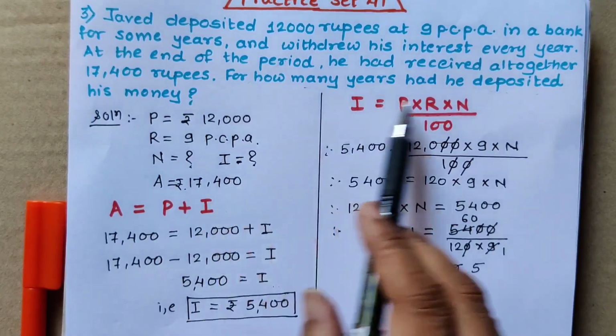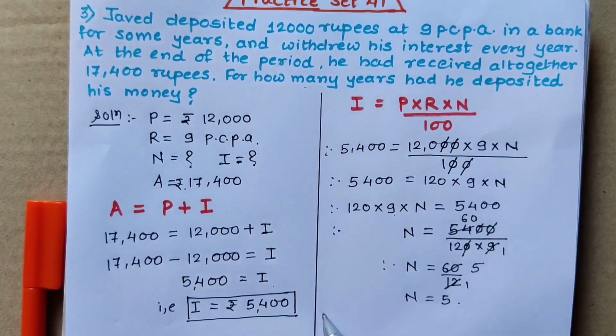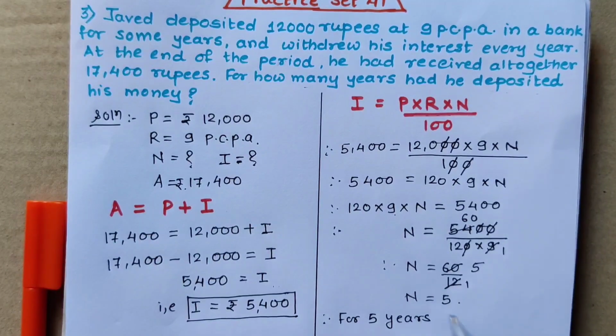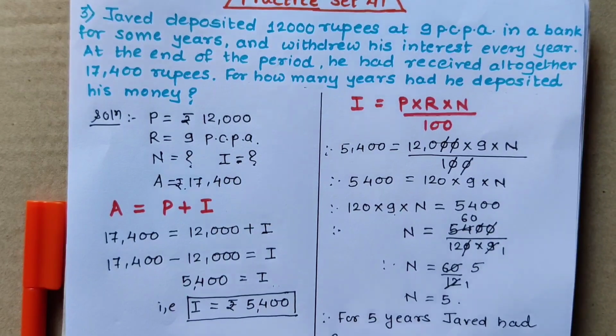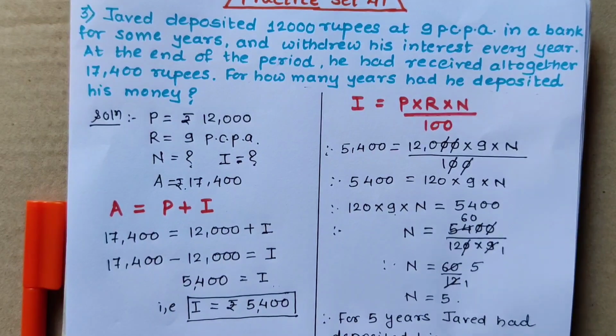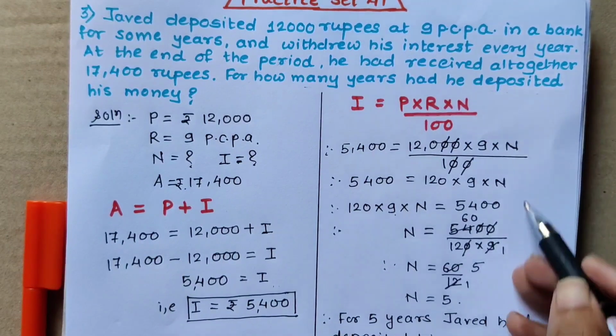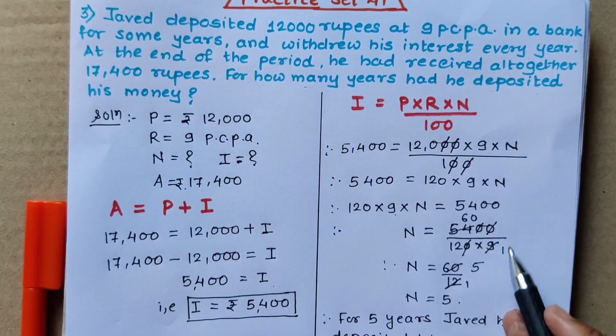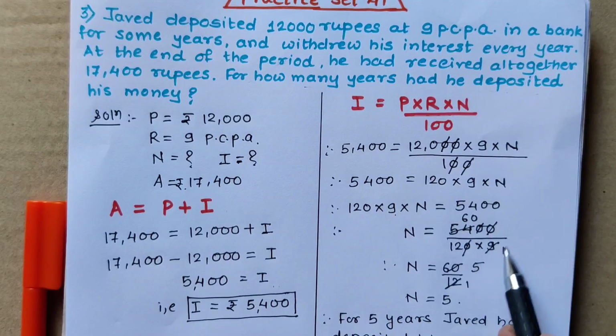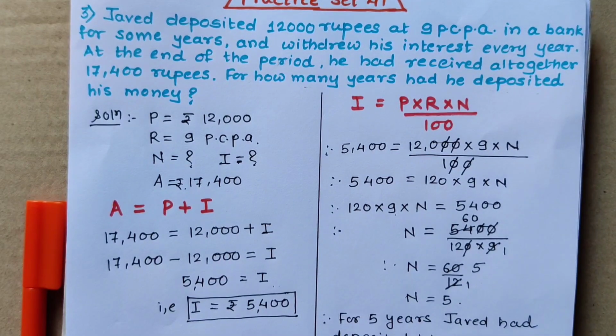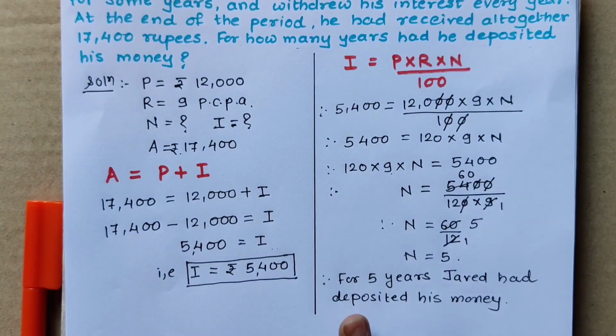So for how many years he had deposited his money? Therefore for 5 years Javed had deposited his money. See children, calculations are very important. You should practice the calculations, multiplication, division, all these things you have to practice a lot. So in this way write the answer. For 5 years Javed has deposited his money.